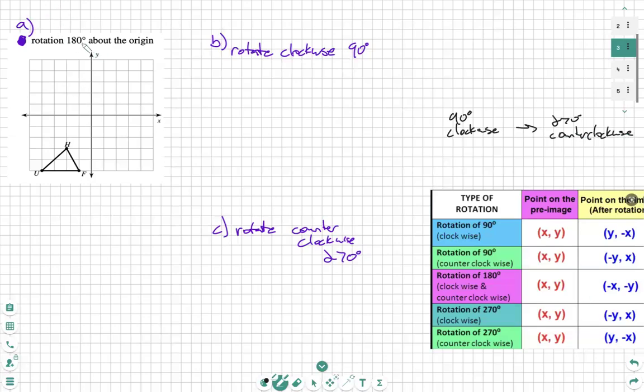First, we have a rotation of 180 degrees about the origin. The first thing I'm going to do is write the rule for what happens at 180 degrees. We both went over it on the chart. Both X and Y stay where they are, but they flip signs. So what does that mean?